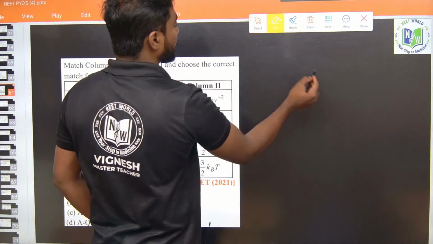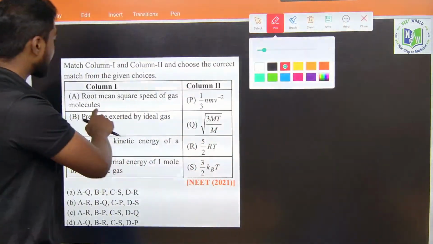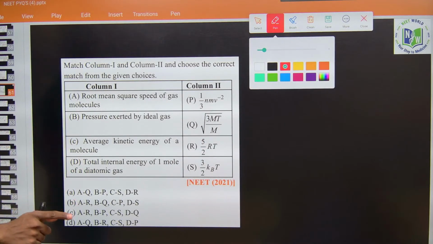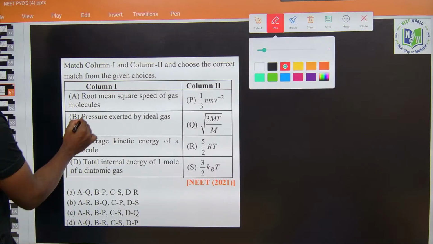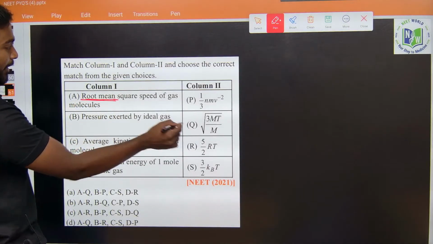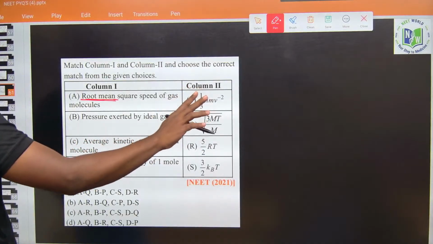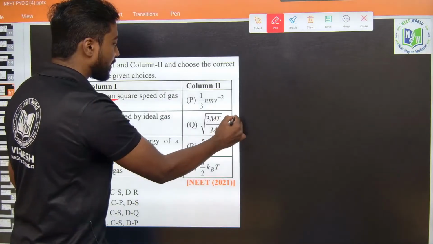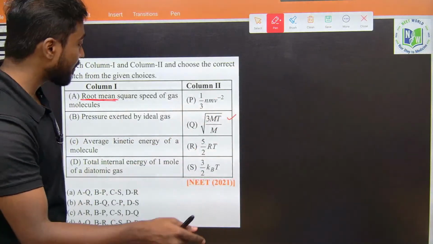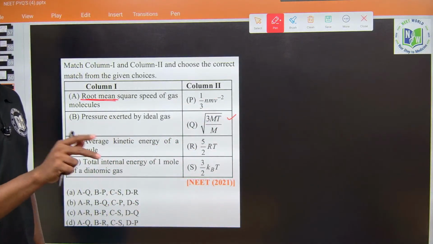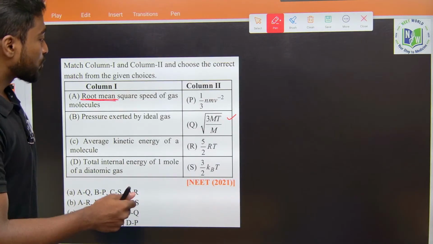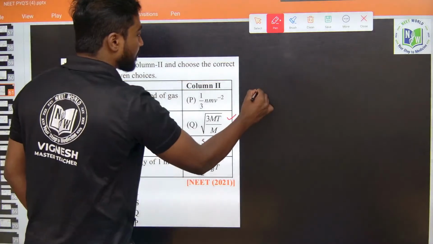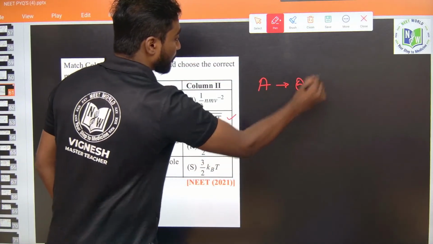First one we have asked is root mean square speed of a gas molecule. When I see the root mean square, is there any root available? For a guess, I can take any root that is available. Yes, the root is available here. But if there are any other roots also, I need to cross check the formula first. So obviously, for the first one, root mean square speed of a gas molecule, it is Q.